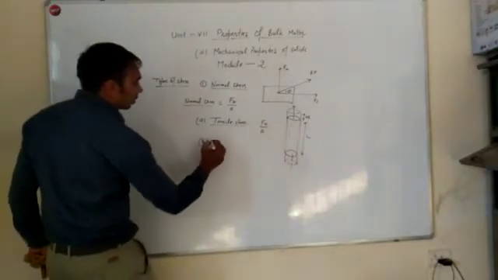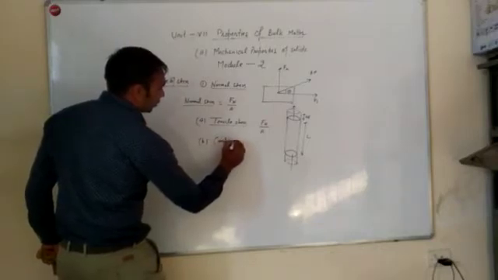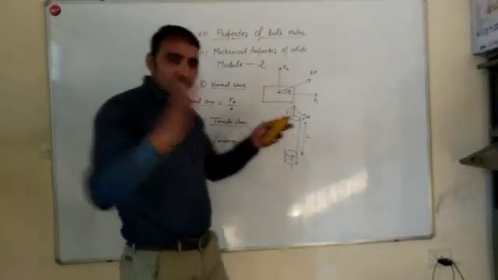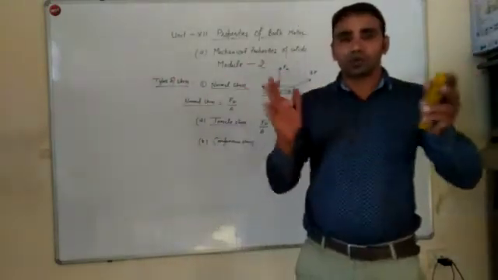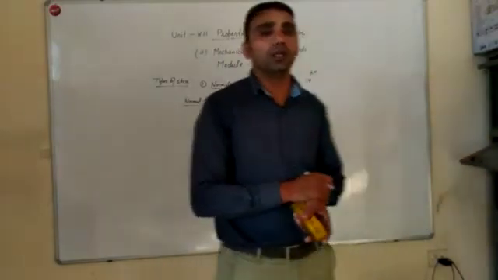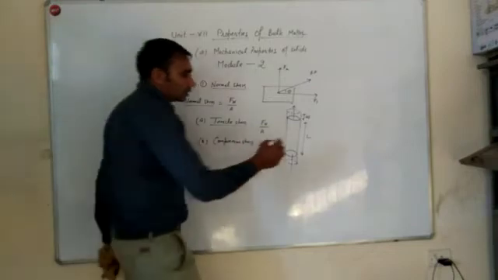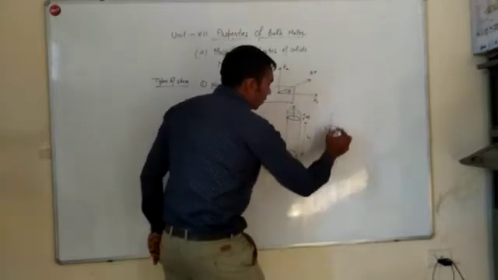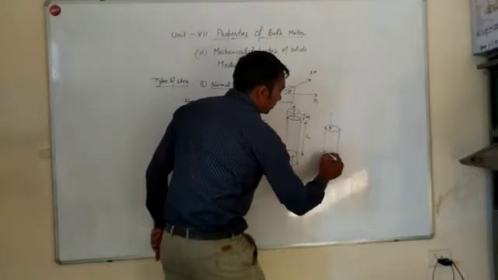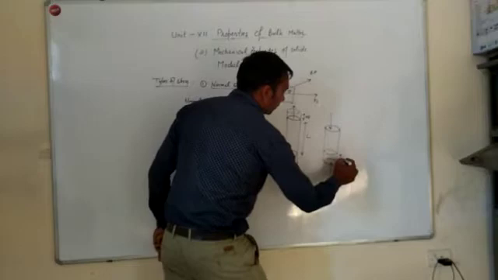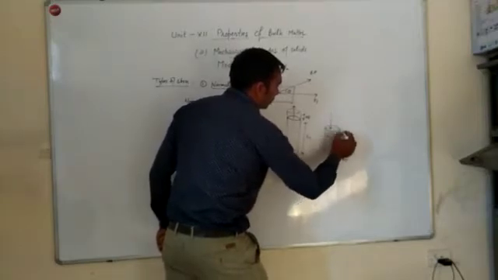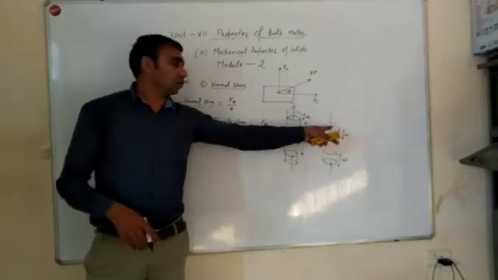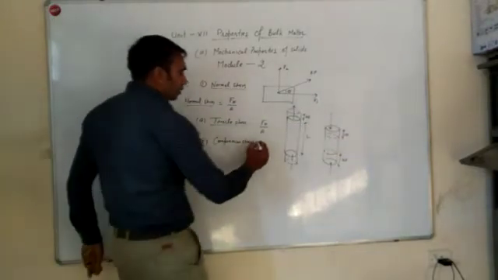Second one is compressional stress. Compressional stress means a body is compressed by a normal restoring force in such a way that it decreases the length of the body by delta L. The force applied on the body is normal to the surface of the body, so the normal component of this force divided by area is called compressional stress.